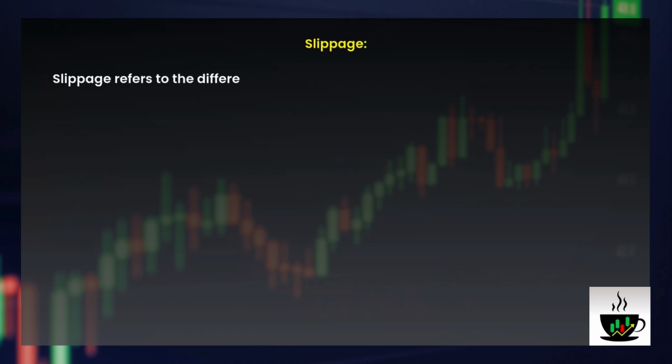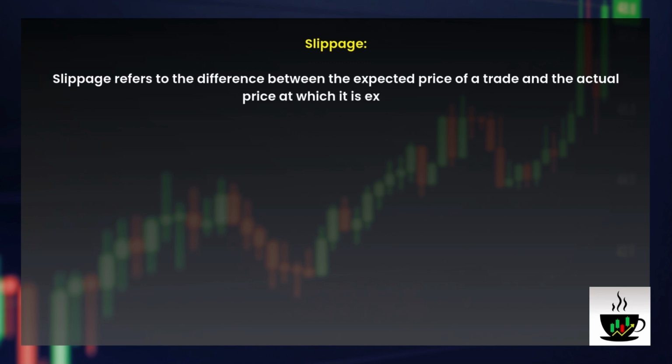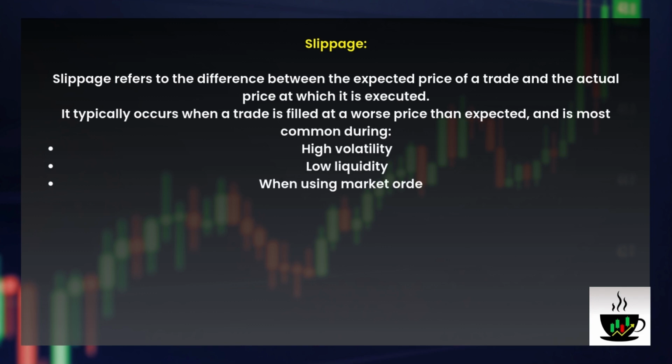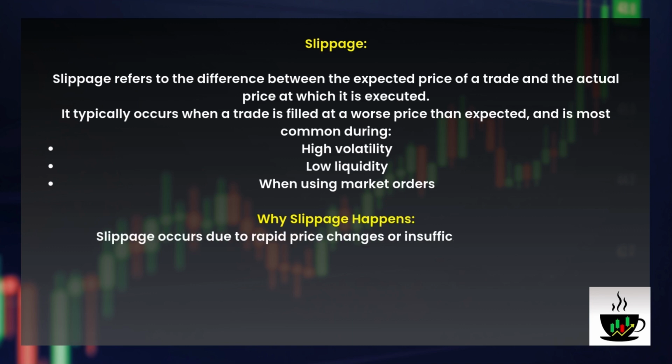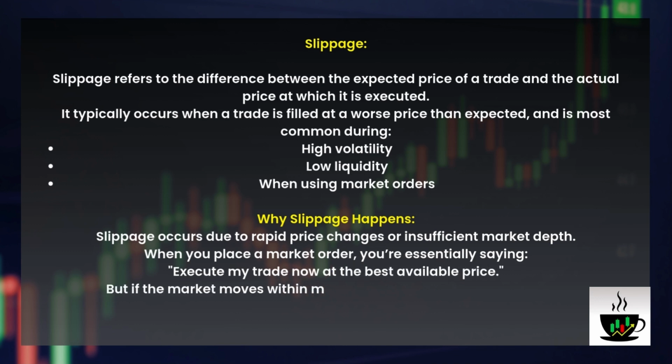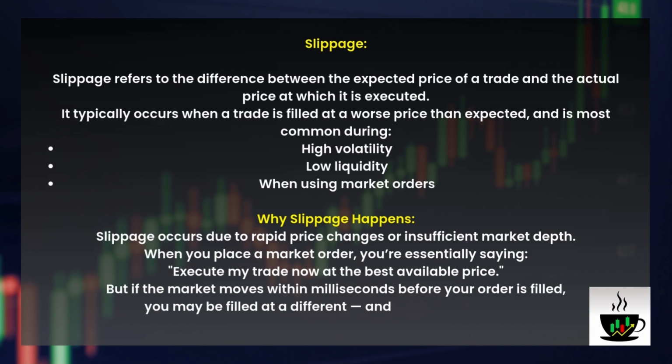Slippage. Slippage refers to the difference between the expected price of a trade and the actual price at which it is executed. It typically occurs when a trade is filled at a worse price than expected, and is most common during high volatility, low liquidity, or when using market orders. Why slippage happens? Slippage occurs due to rapid price changes or insufficient market depth. When you place a market order, you're essentially saying, execute my trade now at the best available price. But if the market moves within milliseconds before your order is filled, you may be filled at a different and often worse price.